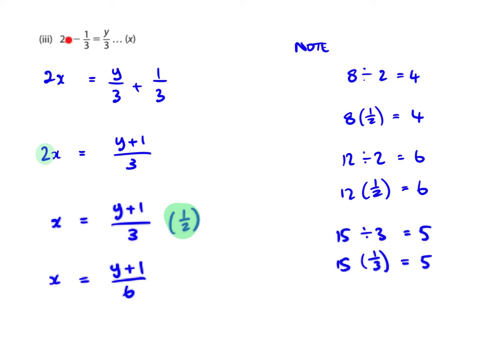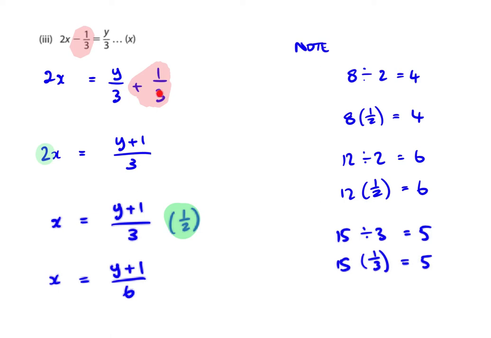So in order to get the x terms by themselves, we need to isolate the x terms by bringing this negative 1 over 3 here to the right hand side, and it turns into a positive 1 over 3. So there you have it. Now, next thing we need to do is look at what we have. We've got 2x equals y over 3 plus 1 over 3.